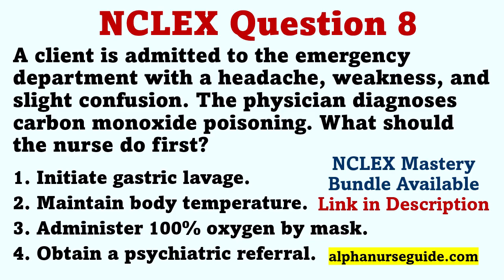Carbon monoxide poisoning develops when carbon monoxide combines with hemoglobin. Because carbon monoxide combines more readily with hemoglobin than oxygen does, tissue anoxia results. The nurse should administer 100% oxygen by mask to reduce the half-life of carboxyhemoglobin. Gastric lavage is used for ingested poisons. With tissue anoxia, metabolism is diminished with a subsequent lowering of the body's temperature. Thus, steps to increase body temperature will be required. Unless the carbon monoxide poisoning is intentional, a psychiatric referral would be inappropriate.